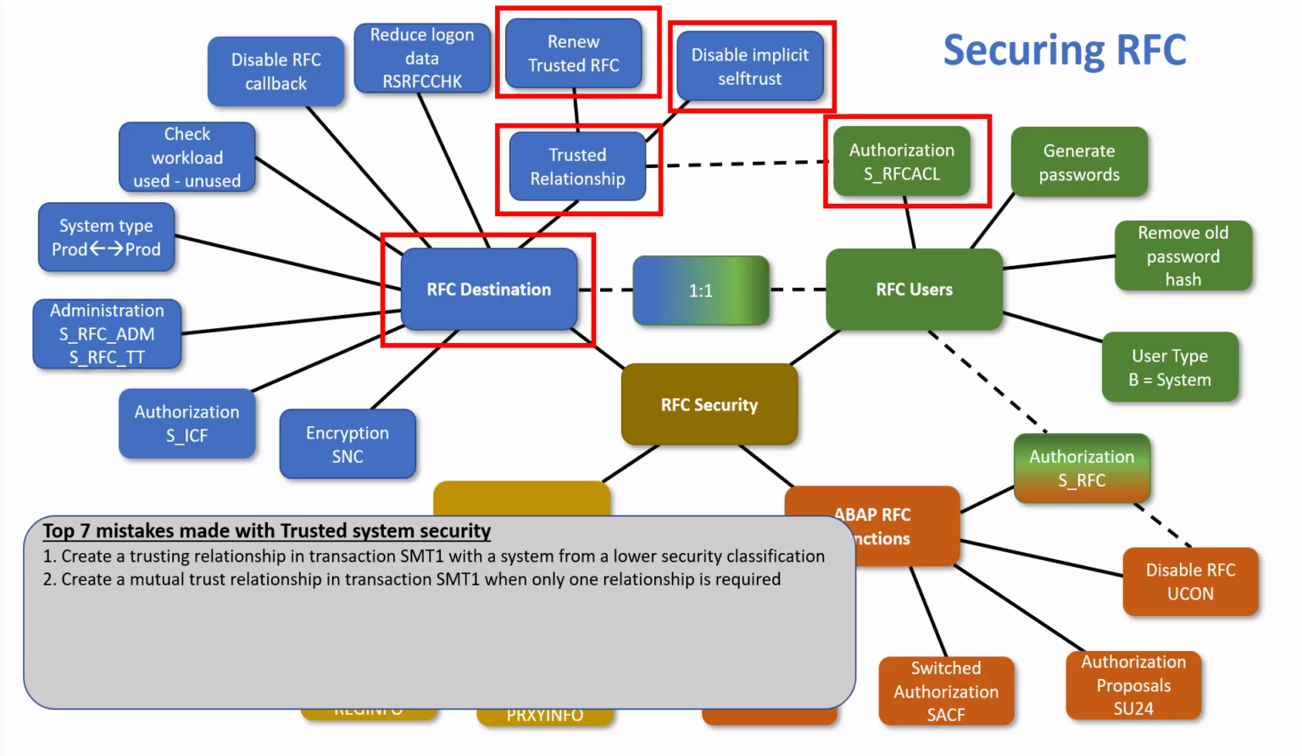Number 2, create a mutual trust relationship in SMT1 when only one relationship is required. The definition of a trust relation is directional. System A trusts System B, but not the other way around. Usually you don't want to create 2 mutual trust relationships for a pair of systems in a way that both systems trust each other. For example, an S/4HANA or ECC system may need to trust the Fiori system, but the Fiori system may not need to trust the S/4HANA system.